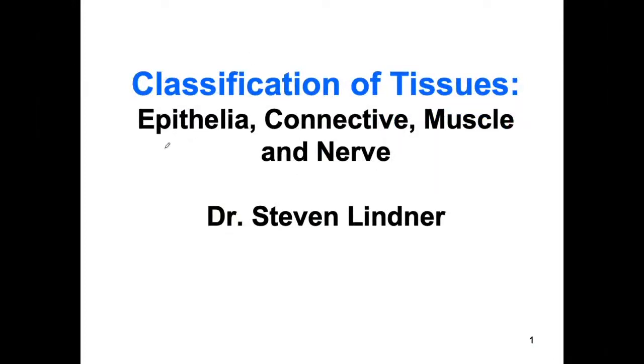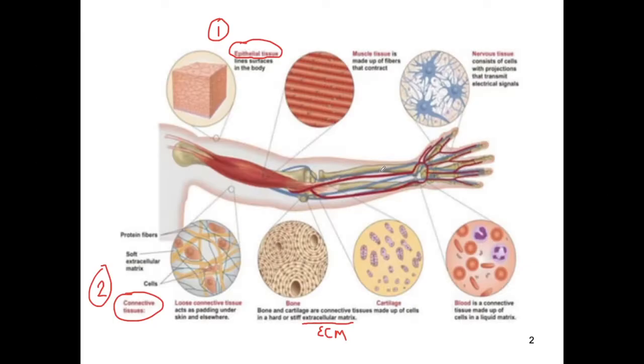What we're going to be discussing in this video is tissues. And you'll see that we have four different types of tissues here. We have epithelial tissue, connective tissue, muscle tissue, and nerve tissue. These are the four classifications of tissues.